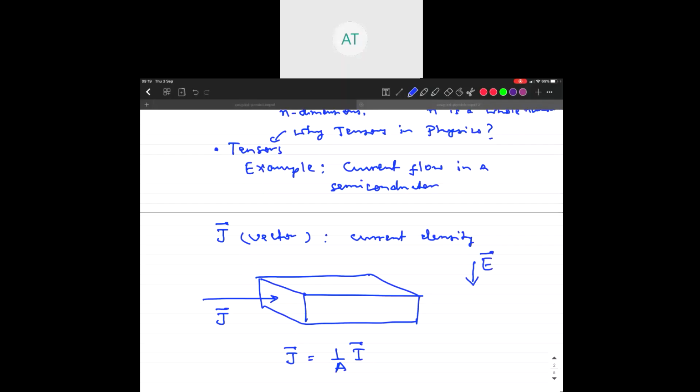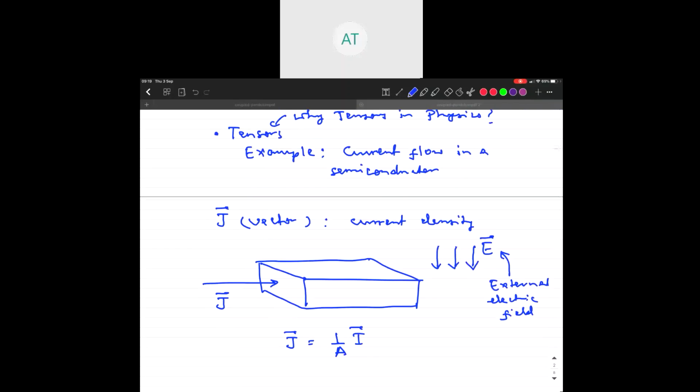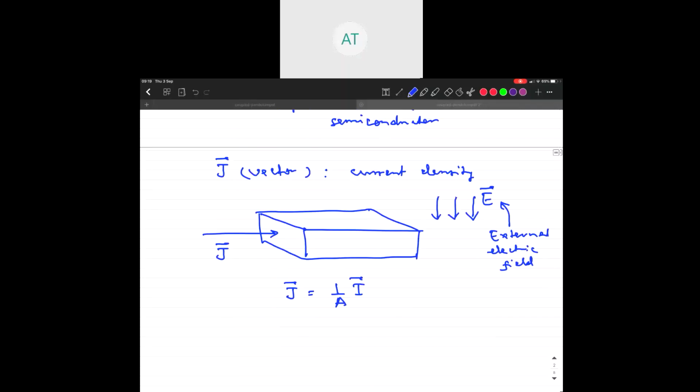So E is an external electric field, which acts in a direction as shown in this picture.